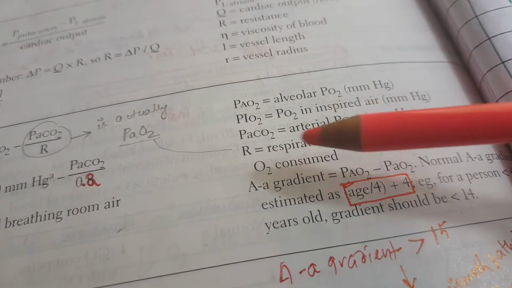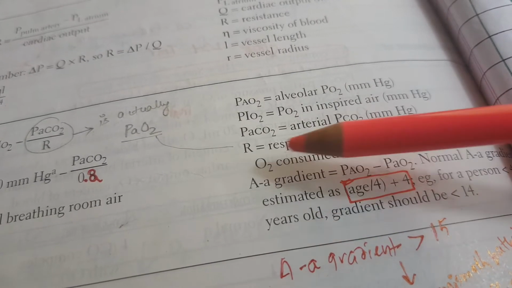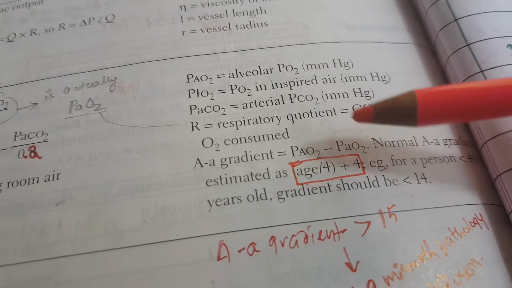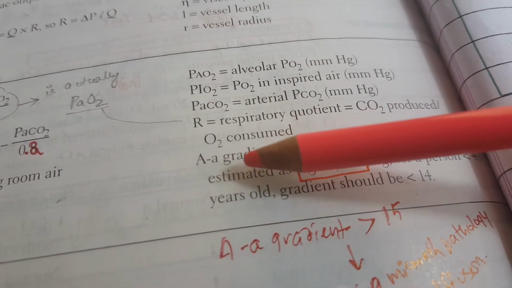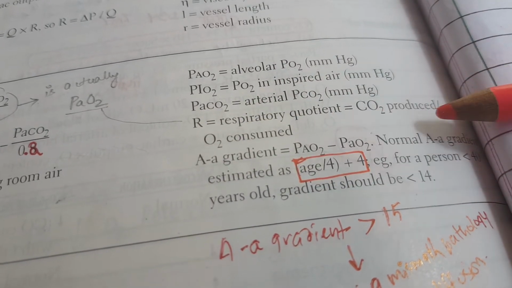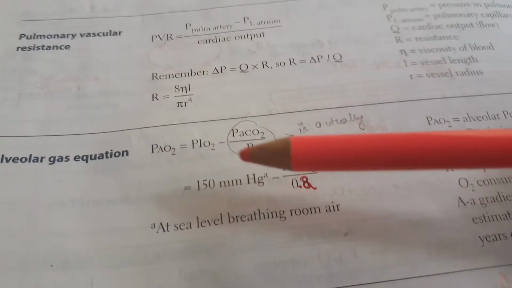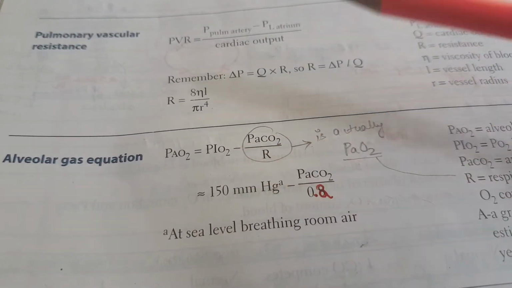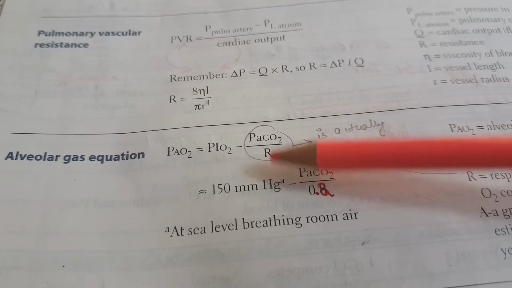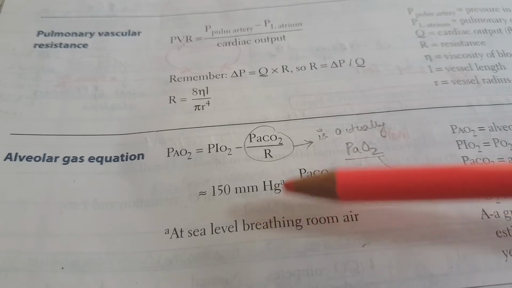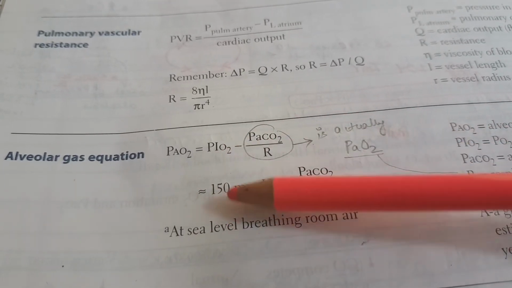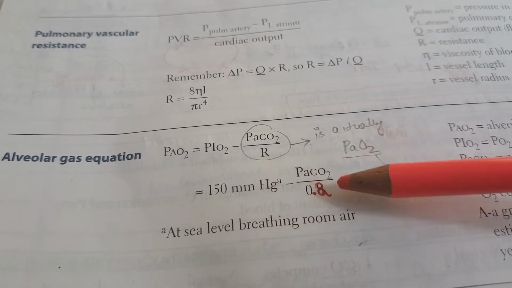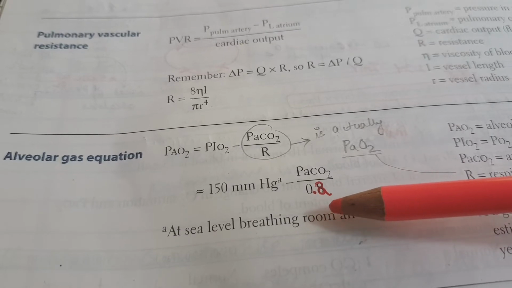If you try to calculate oxygen consumed, then oxygen consumed will be equal to CO2 over R. With some arithmetic adjustment, O2 consumed is equal to CO2 over R. And that is what they have written here: PiO2 minus arterial O2. Arterial O2 you can find out by PaCO2 over R, and that is why there is 150 minus, where PiO2 is the atmospheric pressure if you are breathing at sea level, and PaCO2 over 0.8.